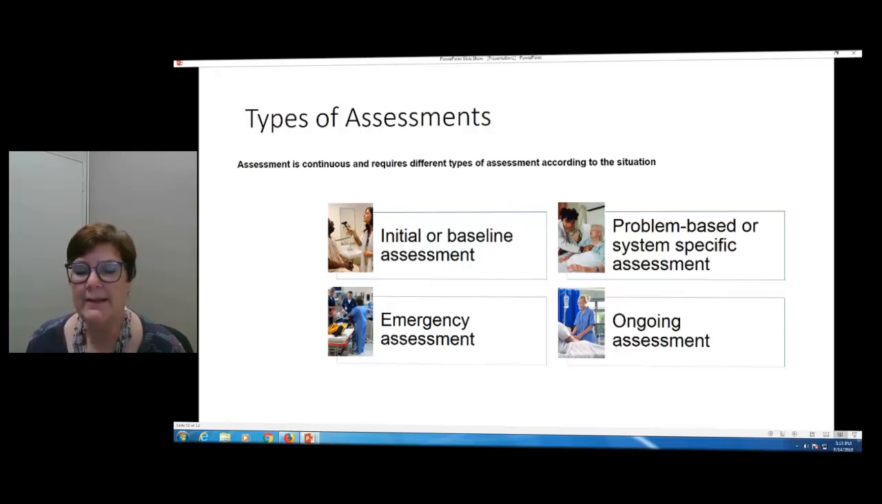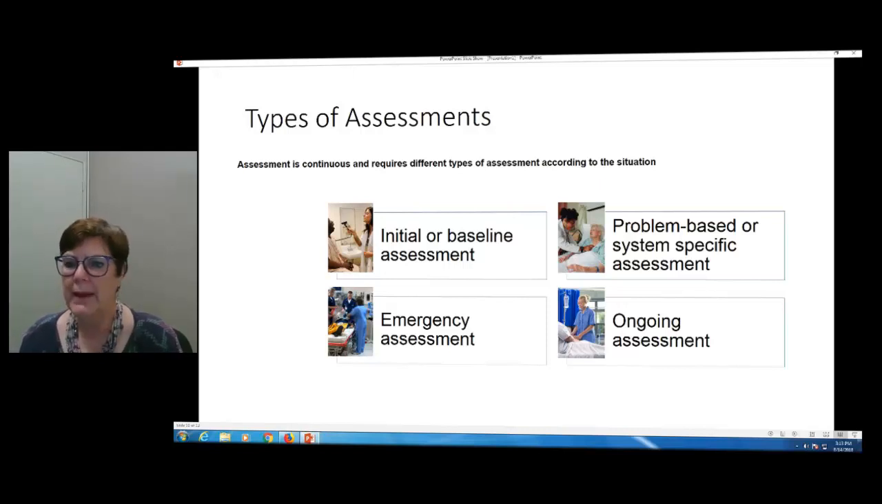A problem-based or system-specific assessment is an ongoing assessment that occurs during your course of the day. Let's say that you're in intensive care and this patient has gone into hypovolemic shock. As a result of that, your urinary output is going to be very low. So a problem-based or system-specific assessment would be hourly intake and output on this patient.